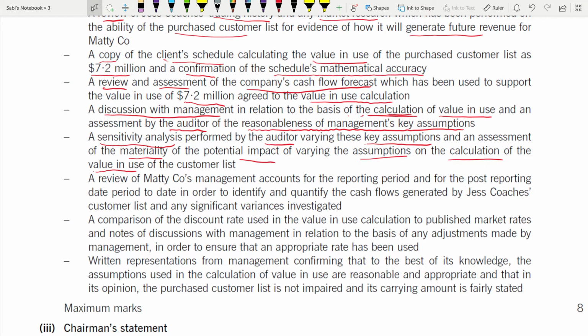A review of the company's management accounts for the reporting period. You review the management accounts, and for the post reporting date period to date, in order to identify and quantify the cash flow generated by JS company's customer list. What was the cash flow that JS company has generated? And also whether there were any significant variances that were investigated or not, because variances and all, where will they be investigated? In management accounts. That's why we're using it.